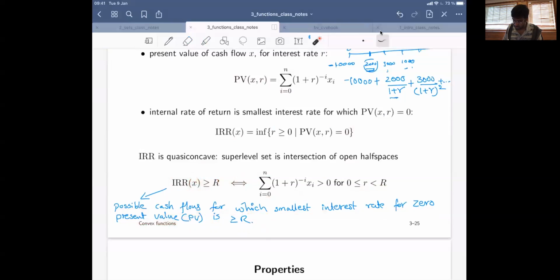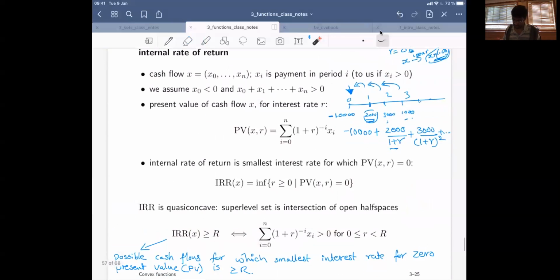Okay, so that again you can equivalently say as, when the interest is between 0 and R, this value is positive. Okay, if you increase the interest further, this net value will go negative. Okay, so this is an equivalent definition of this sub-level set, oh, sorry, super level set. So again we can see that this is simply a half space.